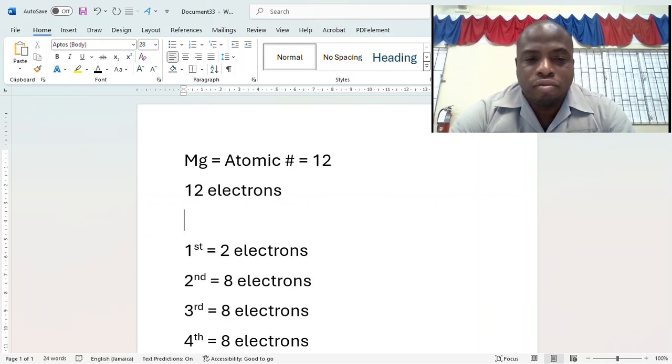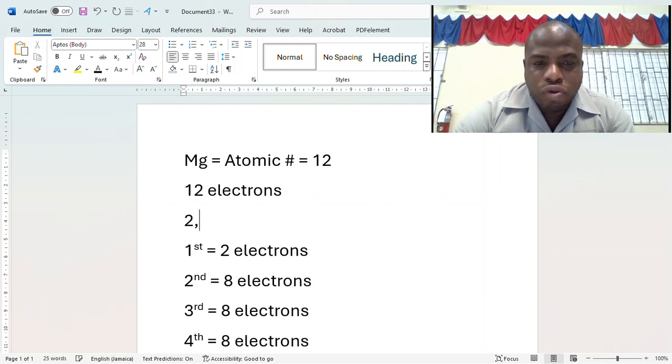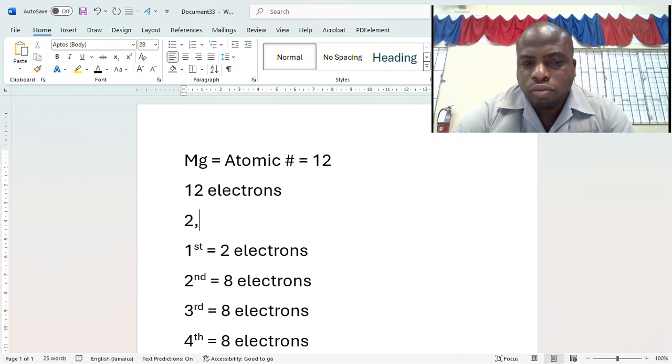Now, when we talk about electronic configuration, it is how the electrons are represented in the different shells. So the first shell can house 2 electrons. So we put that 2 right there. Now, when we are separating the different shells, we use a comma. So the second shell can house 8 electrons. So how many electrons do we have remaining to fill out? We have 10, because 2 are actually on the first shell.